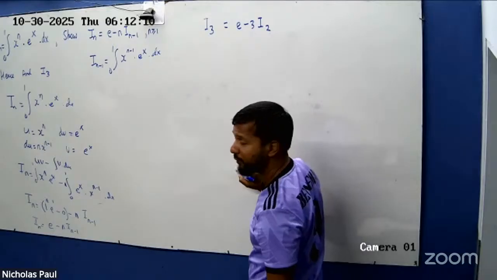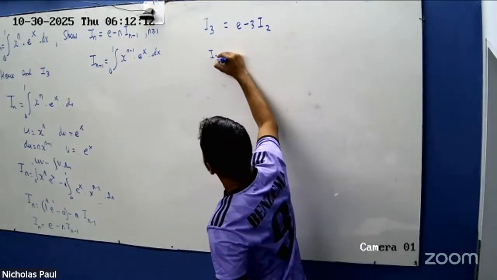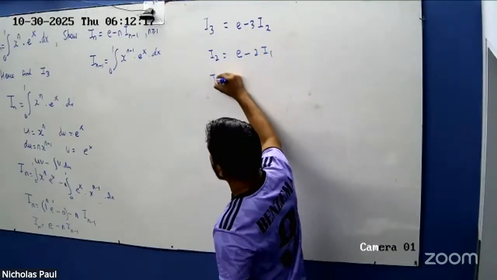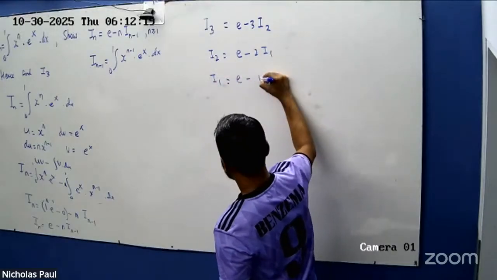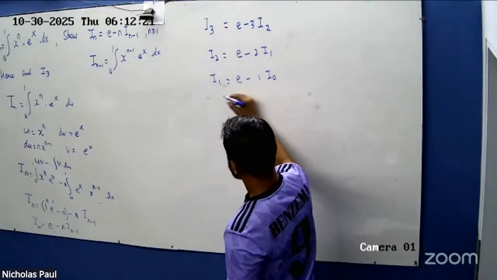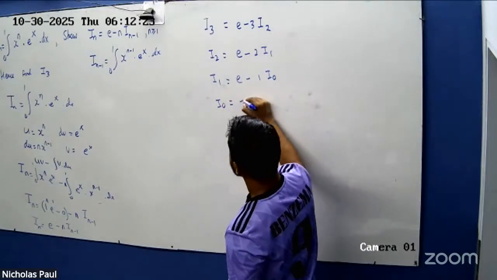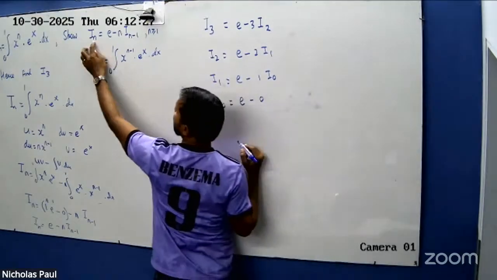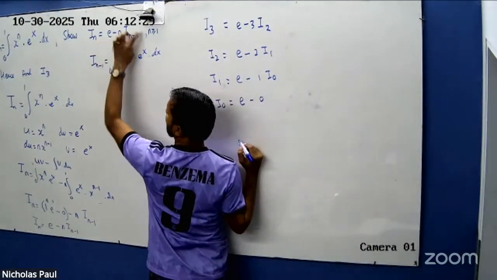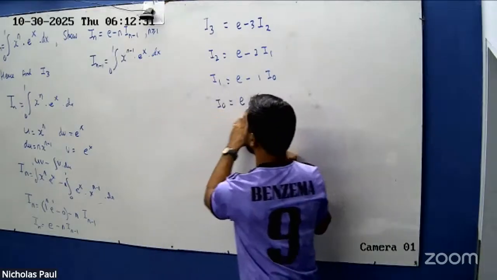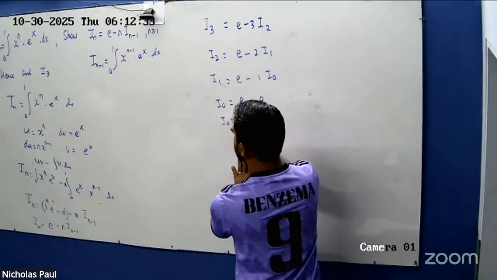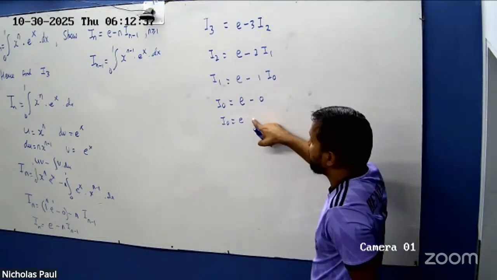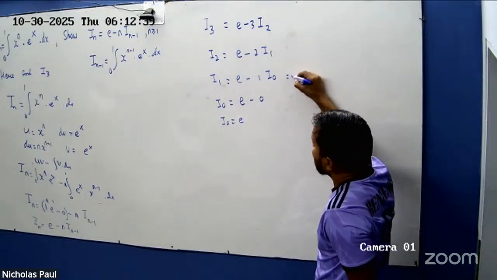Are you okay with that? But I'm not done because I need to get I2. I2 will be e minus 2 I1. I'm not done. I need to get I1. I1 is e minus 1 I0. So I can find I0, right? I0 will be e minus 0 times anything, which is 0. So I0 is e. What do I do now? Put I0 here.